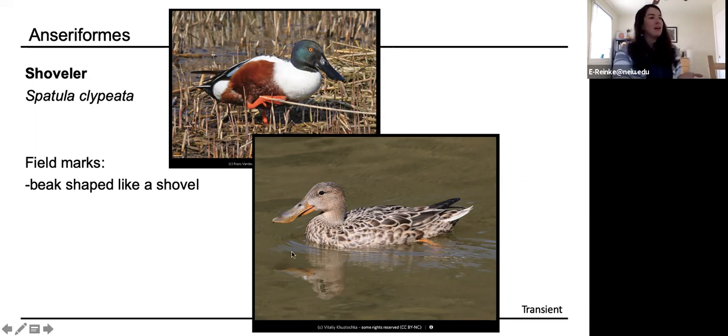Otherwise, they almost look like mallards, except for those goofy bills. The genus cracks me up too. The genus name is Spatula clypeata.